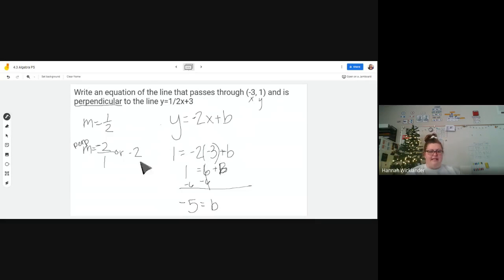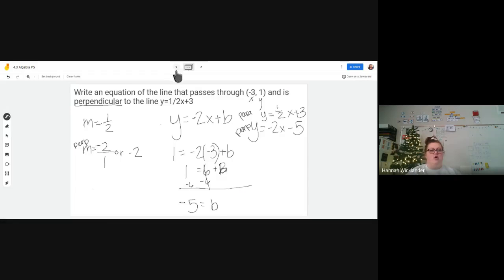So my perpendicular equation is going to have a slope of -2 and a B of -5. So y equals -2x minus 5. So there's the perpendicular line, and here's the parallel line. So if it's a perpendicular line, negative reciprocal. So flip it and add a negative sign, or if it's negative, it becomes positive.